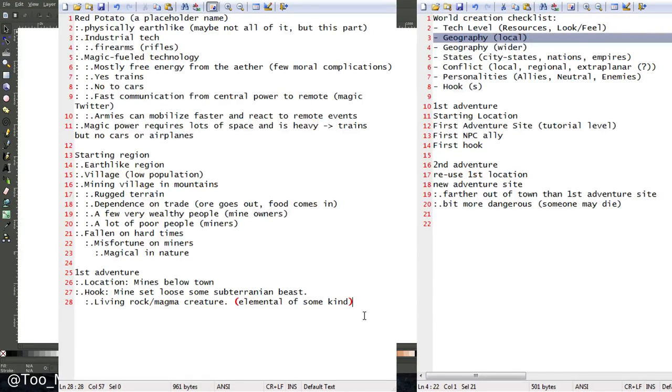So we're going to have the mine. The miners set loose a rock elemental. Lava bending is advanced earth bending after all. Yes, Lost Luck, it is indeed. I also watched Legend of Korra. So we have the hook that the miners set loose a subterranean beast. Let's say a dozen miners died.